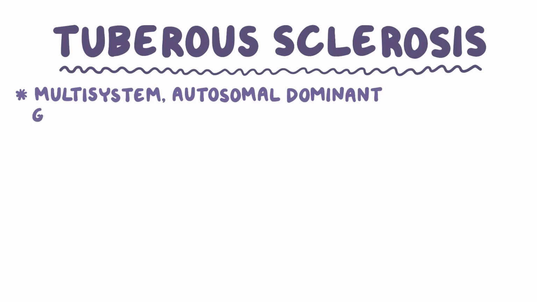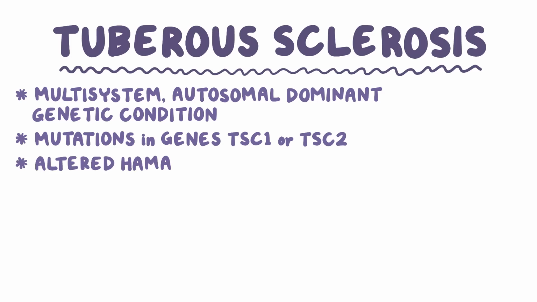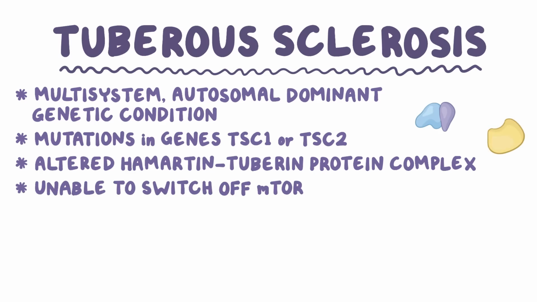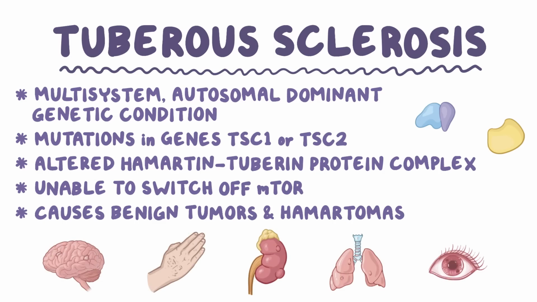Alright, as a quick recap. Tuberous sclerosis is a multisystem autosomal dominant genetic condition caused by mutations in genes TSC1 or TSC2. The mutations lead to an altered hamartin-tuberin protein complex that's unable to switch off mTOR. It causes benign tumors and hamartomas to grow in the brain, the skin, the kidneys, the lungs, and the eyes.